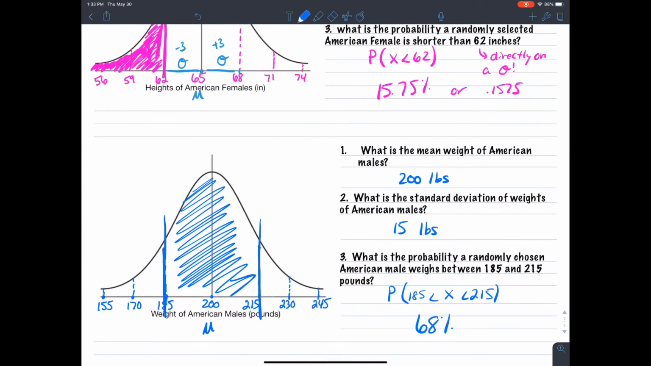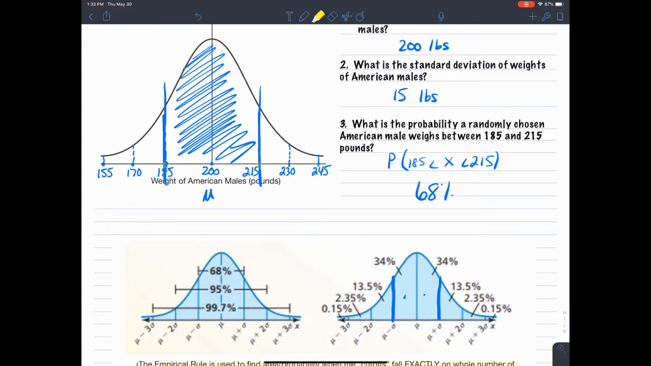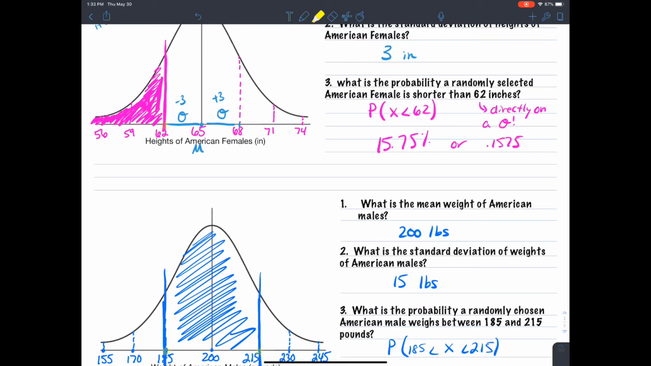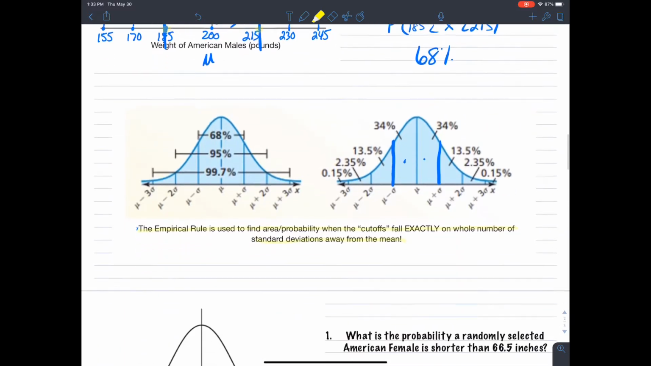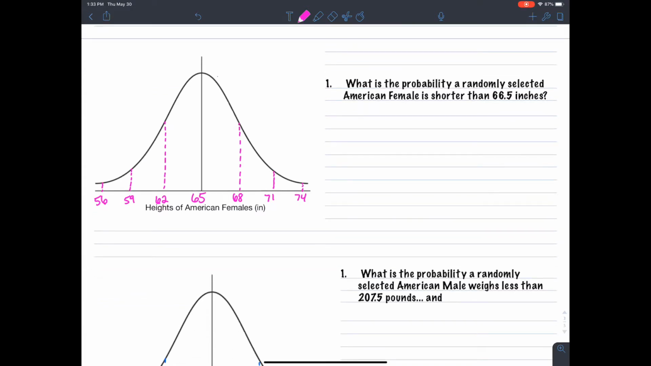So some basic questions of finding area and probability are fairly easy if the cutoffs that we're using fall exactly on whole number standard deviations away. Like I said here, they fell exactly on our tick marks. They're each one standard deviation away. So what happens though if that question isn't on a perfect standard deviation? For instance, what if I wanted to find the probability that a randomly selected American female is shorter than 66.5 inches? Well, again, I could visually represent it. This height right here is about 66.5.